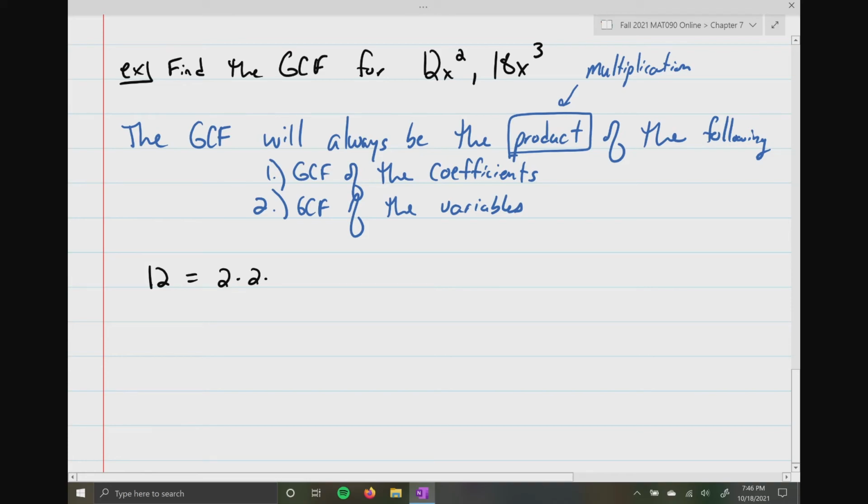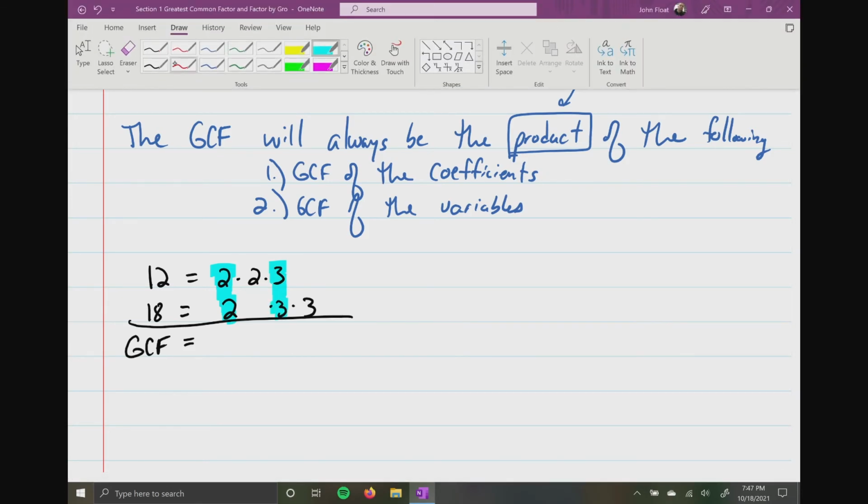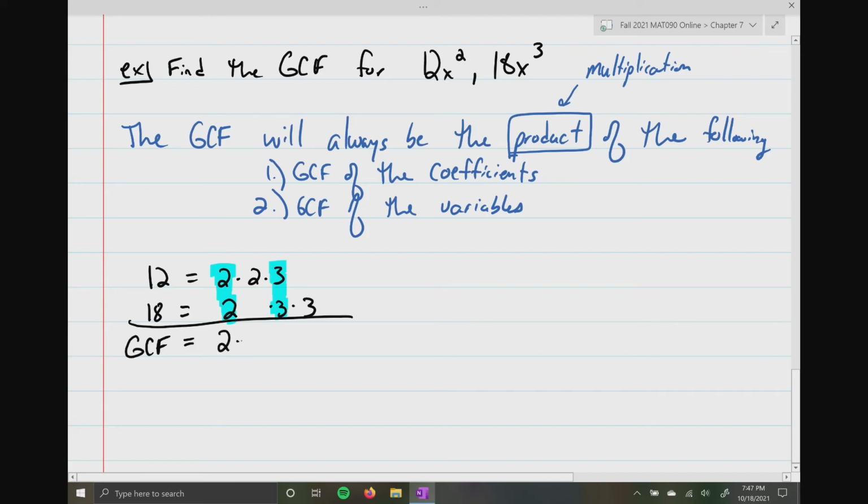All right, 12. Well, that's going to be 2 times 2 times 3. 18 equals 2 times 3 times 3. Notice the organization that I have here. That is key to this. If you're not writing in spaces and spacing things out and writing organized, I'm telling you, this is going to be so difficult. Now, our GCF, remember, we are only looking for overlap. So I got an overlap there, and I got an overlap there. So my GCF for the coefficients will be 2 times 3 or 6. So I'll put a little block around that.